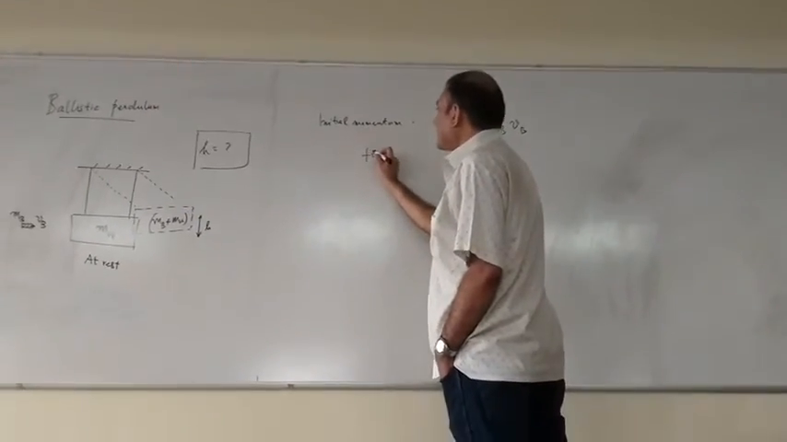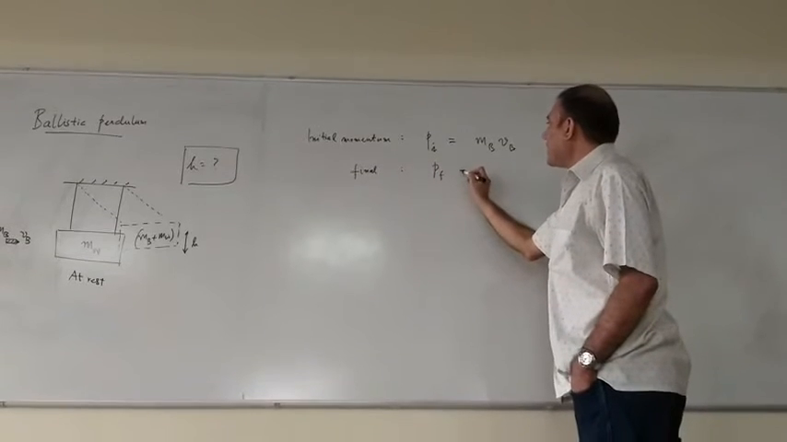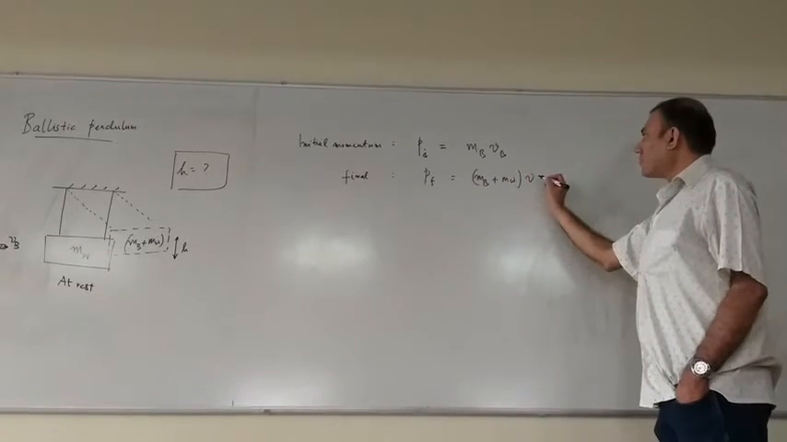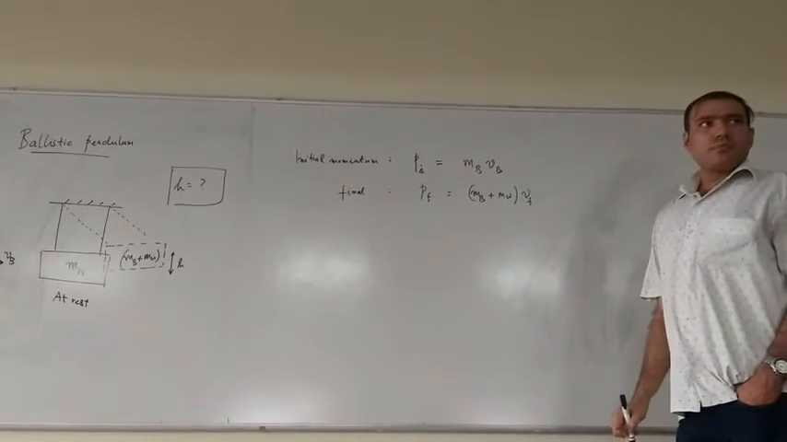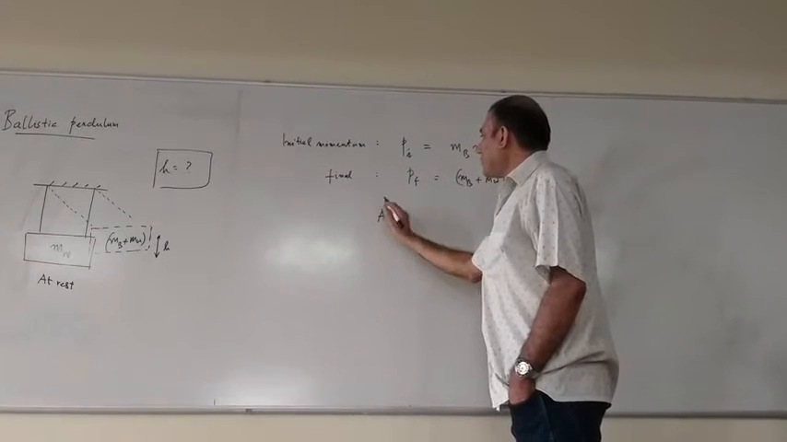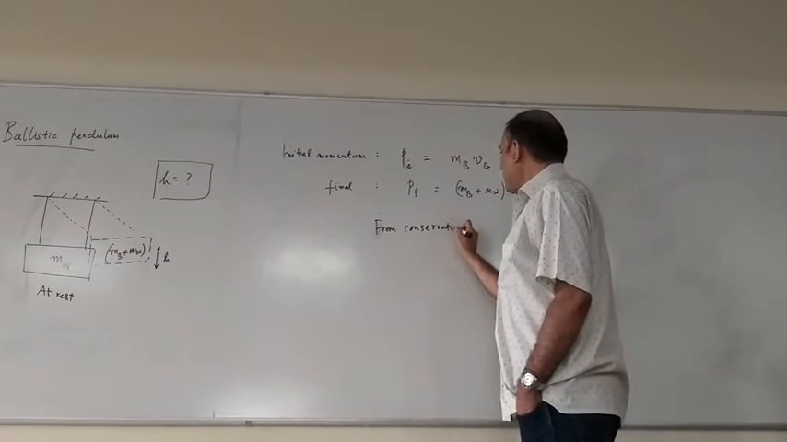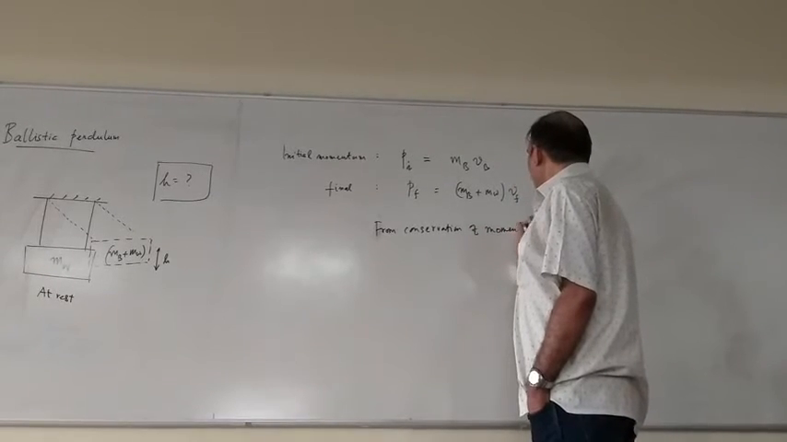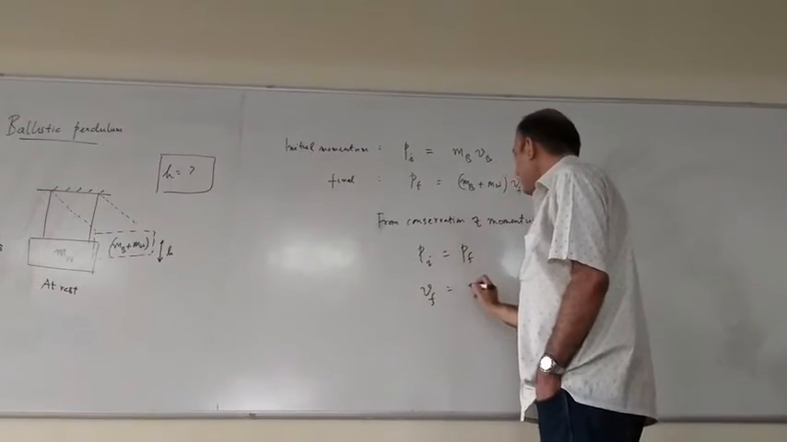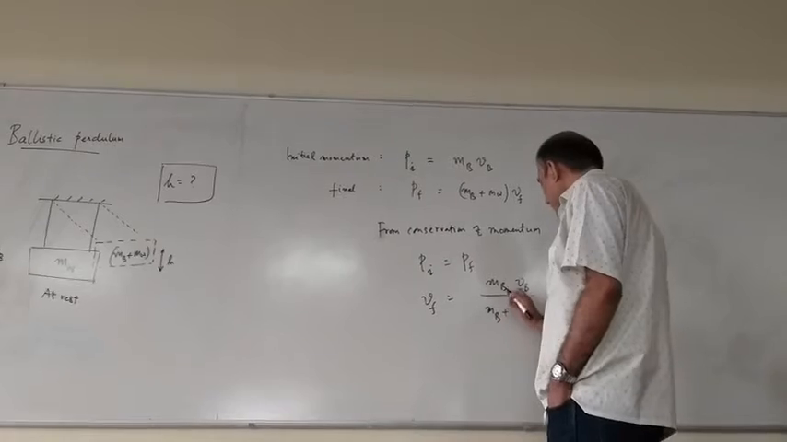So what is the final one? Final in the sense after the bullet has just been embedded. That's p_f equals (m_b plus m_w) times the common velocity v_f. So just equate these two together, from conservation of momentum. You equate p_i to p_f and get v_f equal to m_b times v_b divided by (m_b plus m_w).